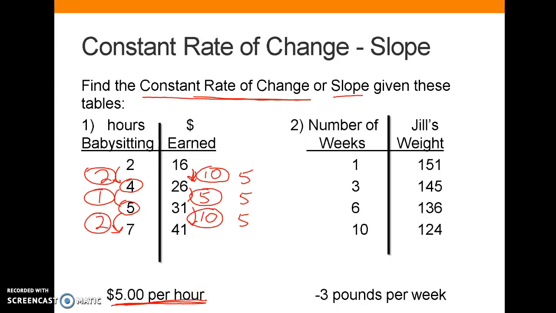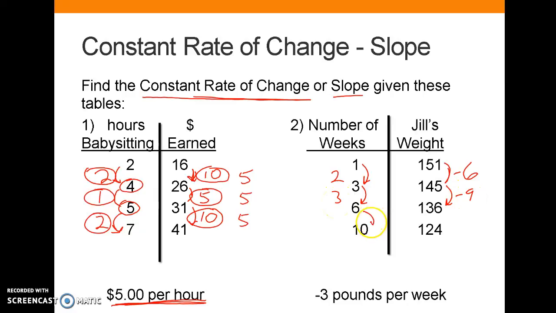Now, if we go on to number 2, you can see the answer down below. But here, we have the number of weeks that go by and Jill's weight. So Jill must be on a diet, and over a period of 2 weeks, from her first week to her third week, she lost, it looks like, 6 pounds. Well, how much is that per week? Well, we waited 6 weeks. She measured her weight again. It looks like she went from 145 to 136. She lost 9 pounds in 3 weeks.